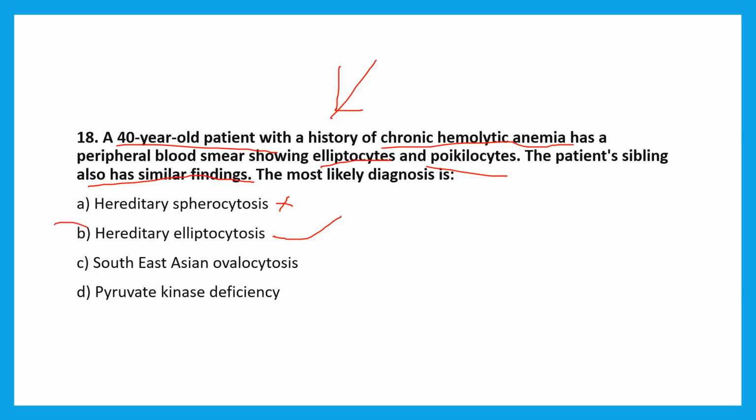So B. The patient's sibling also has similar findings. What does this tell you? It's hereditary. If I'm a student answering this question, I will remove C and D, disqualify C and D and remain with these two. Now this one is just to substitute erythrocytes. No, we are looking for erythrocytes, not spherocytes.